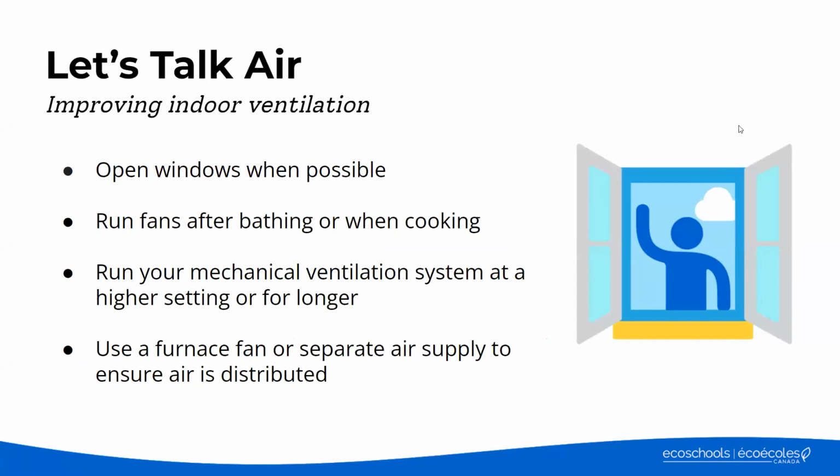Here's how to improve indoor ventilation. You can improve your indoor air quality by doing the following: opening windows when possible, and remember to check your local Air Quality Health Index, or AQHI, before opening the windows. Let fans run after bathing or when cooking. Set your mechanical ventilation system to a higher setting, run longer, or if necessary, have your ventilation system checked by a qualified ventilation contractor. And use a furnace fan, or if necessary, a separate fan or air supply to make sure air is distributed throughout the indoor space.